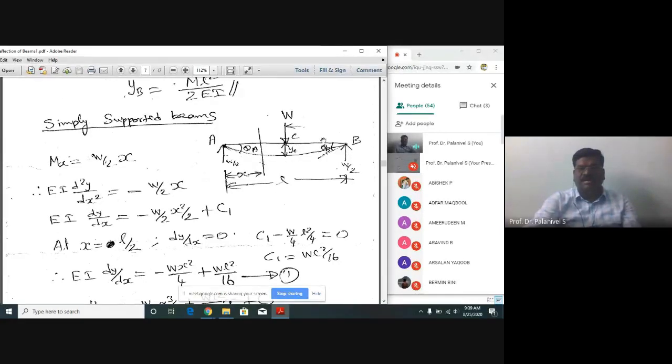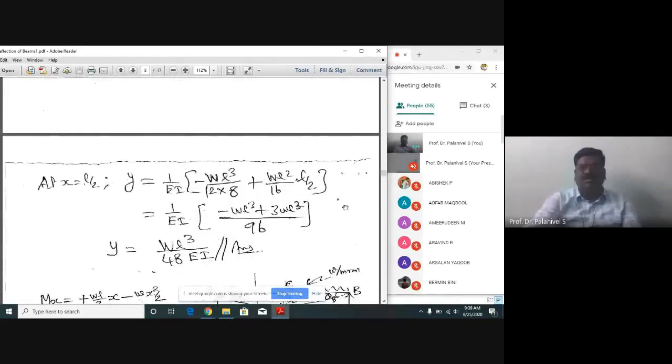You need not again investigate portion CB and consider a section at distance x from either end. Such investigation need not be done because theta B is known to us now. Theta B is nothing but theta A. And moreover, the maximum deflection at the center is also the same. So the problem is completed, solved. You need not investigate the other portion.